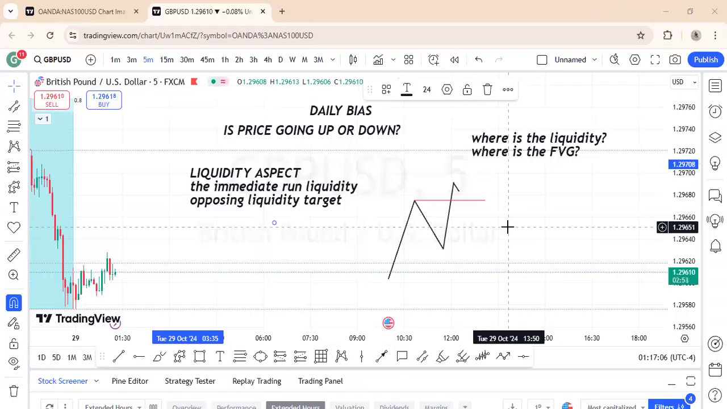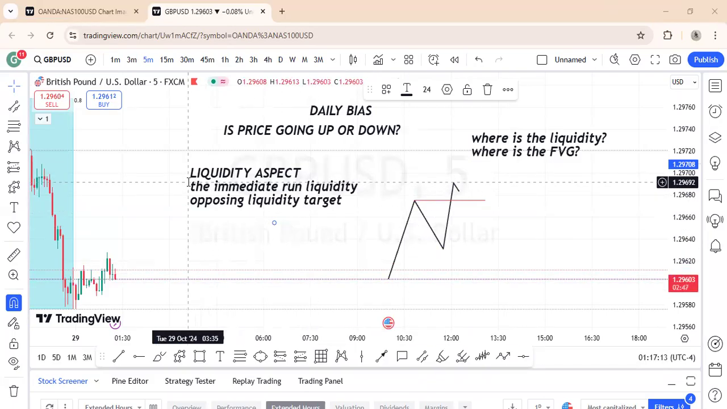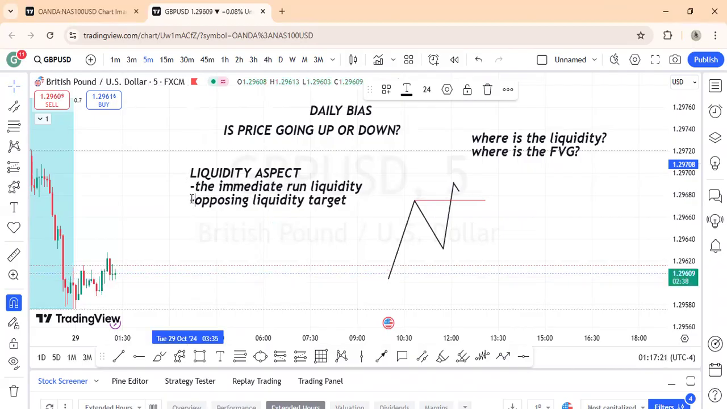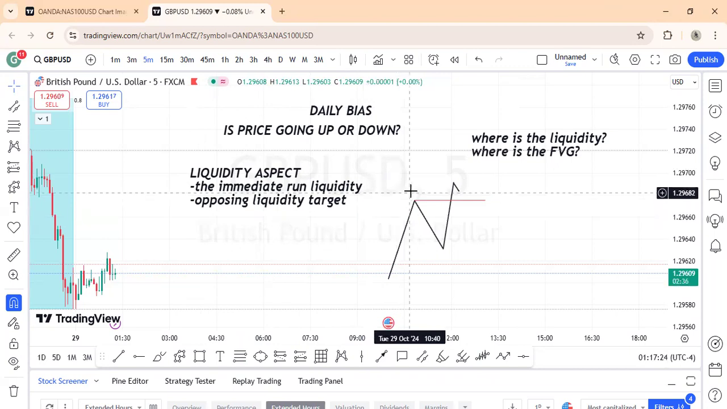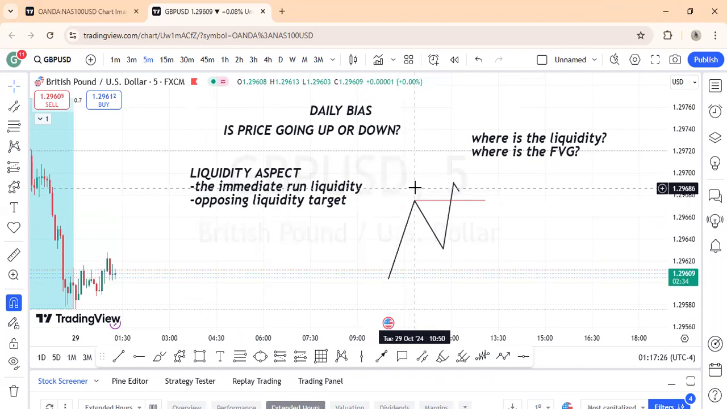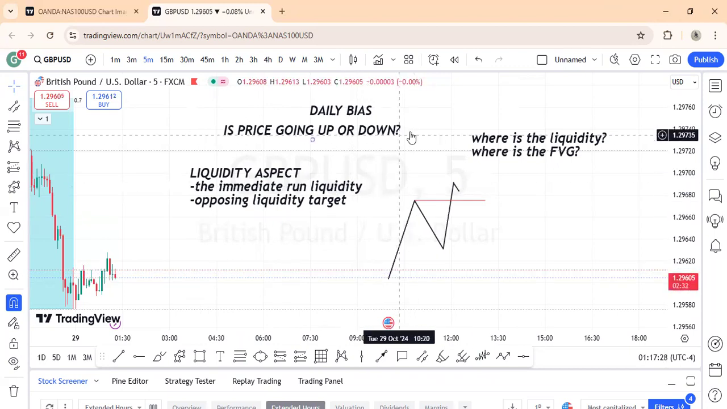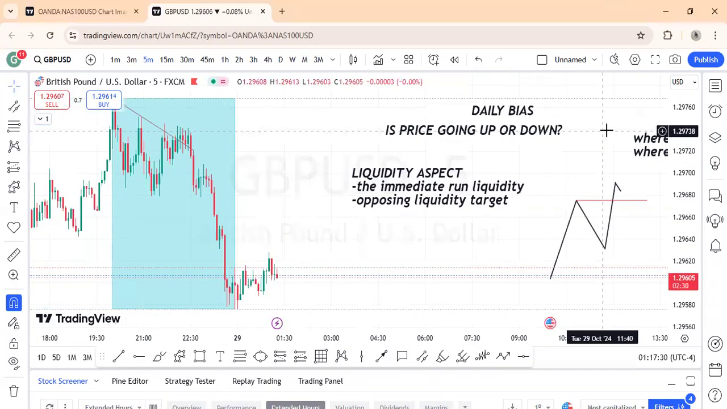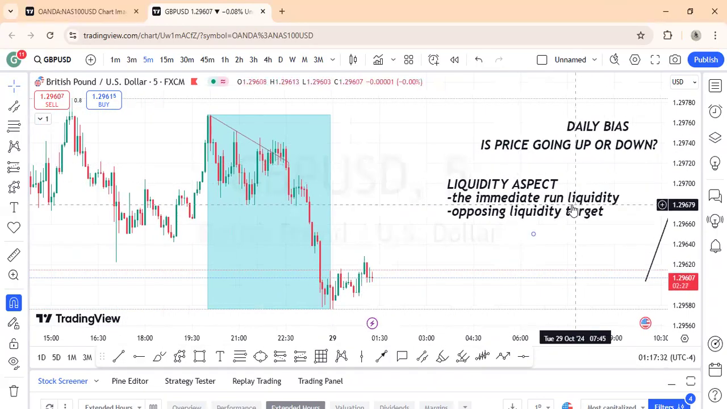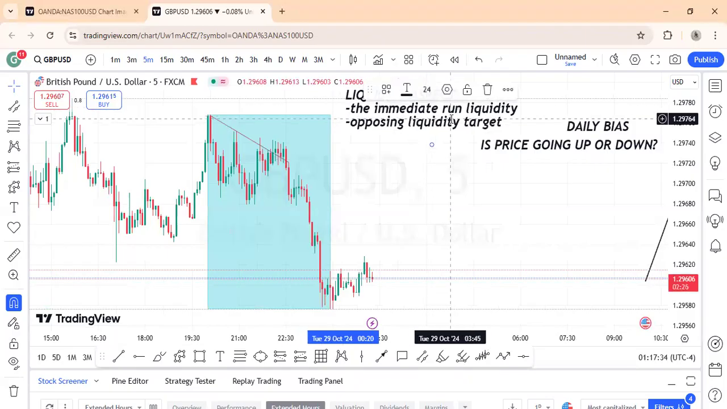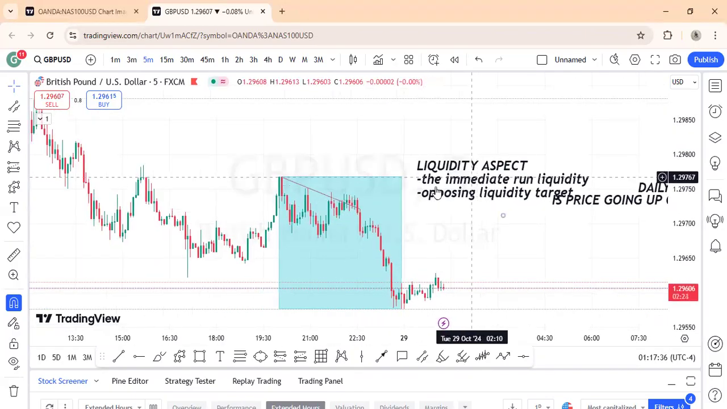Right. So now the next thing that you do is that you ask yourself, where is the opposing liquidity target? It's very important because this gives you a perspective on what price will likely do. Because if you know the opposing liquidity target, then you know that price is likely to go to that point. Don't worry, I'll give you guys the real chart perspective. Before we go to the fair value gap aspect, let's just talk about these things I've just mentioned briefly.